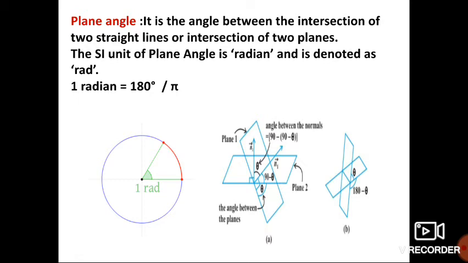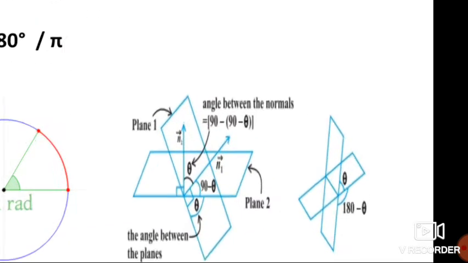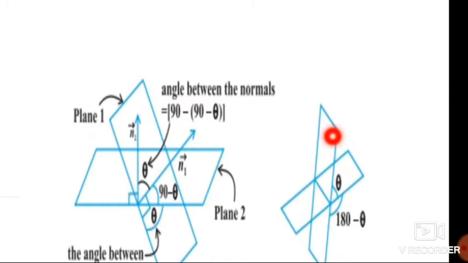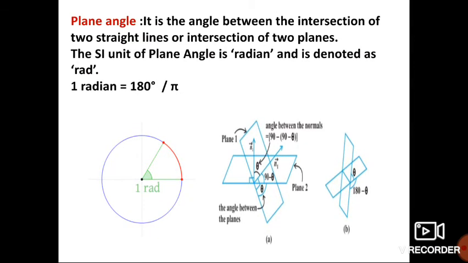It is the angle between the intersection of two straight lines. Okay, this angle between these two planes, one plane, another plane. So the angle between these two planes, this is called what? This is called plane angle. The SI unit of plane angle is radian and is denoted as rad. Okay, this angle between these two planes, theta, this is plane angle. Okay, 1 radian is equal to 180 by pi.